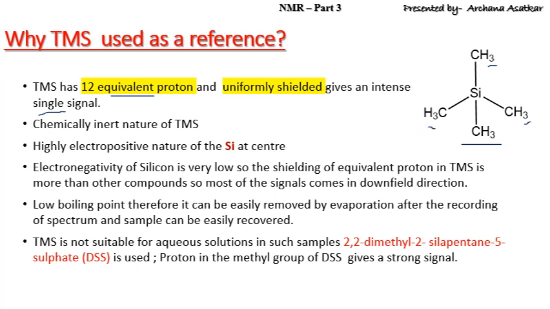And TMS itself is chemically inert in nature. When we add TMS to a sample, it does not react with the sample, and that is useful for us. And in the structure of TMS, you can observe silicon at the center, which is highly electropositive. The electronegativity of silicon is very low. So the shielding of equivalent protons in TMS is more than in other compounds. So most of the signals come in the downfield direction.